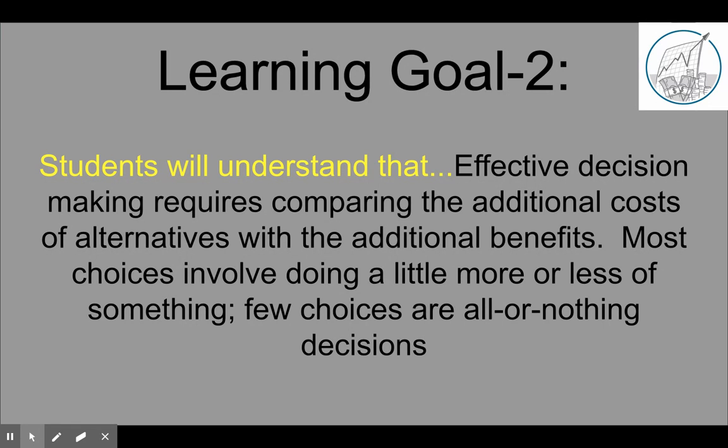Here's my learning goal for the second week of the semester. Students will understand that effective decision making requires comparing the additional costs of alternatives with the additional benefits. Remember, there's always a cost to everything. And when you're making these adult decisions, they can be difficult, but you've got to weigh out what you really care about and what's going to benefit you the most. Most choices involve doing a little more or less of something. Few choices are all or nothing decisions.